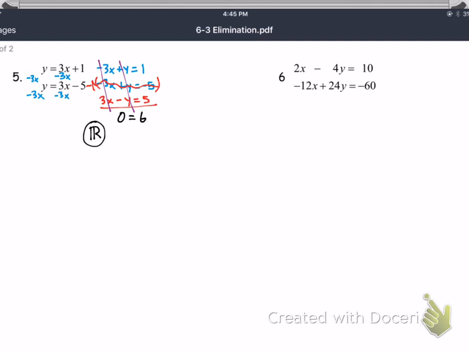Number 6, it looks like we'll have to multiply something. Why don't you try number 6 on your own, and then the entire solution will be shown in a few seconds.